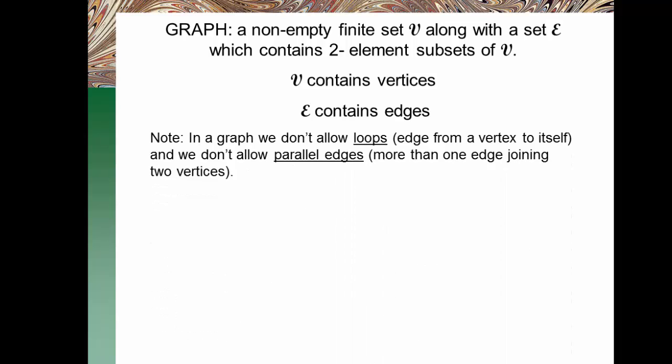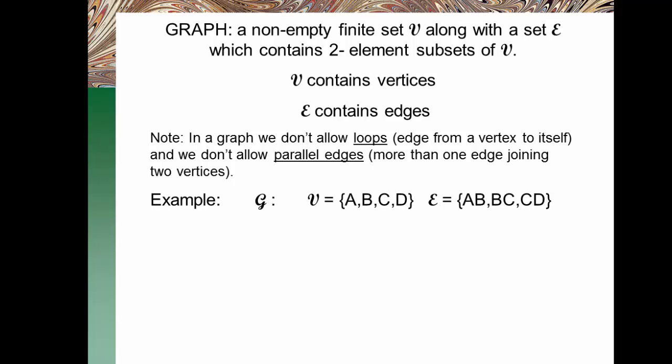Now we have some remarks about the definition of a graph. In a graph, we don't allow loops. A loop is a connection from a vertex to itself. Later, a loop will be considered an edge, but in a different context. We also don't allow parallel connections between two vertices. So here is an example.